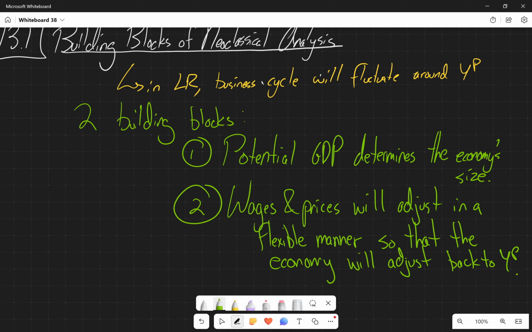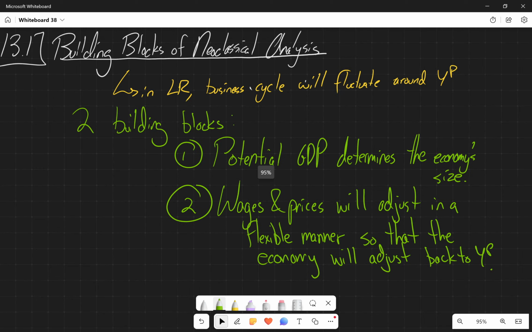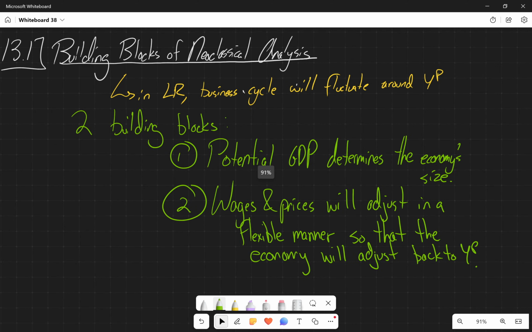So Keynes thought we had sticky wages and prices, right? Because of the coordination argument and menu costs. Neoclassical economists dictate that wages and prices do adjust in a flexible manner so that the economy will just adjust back to the YP if only we would let it. So again, neoclassical economics is about the long run. Right? And the Keynesian critique was, in the long run, we'll all be dead.